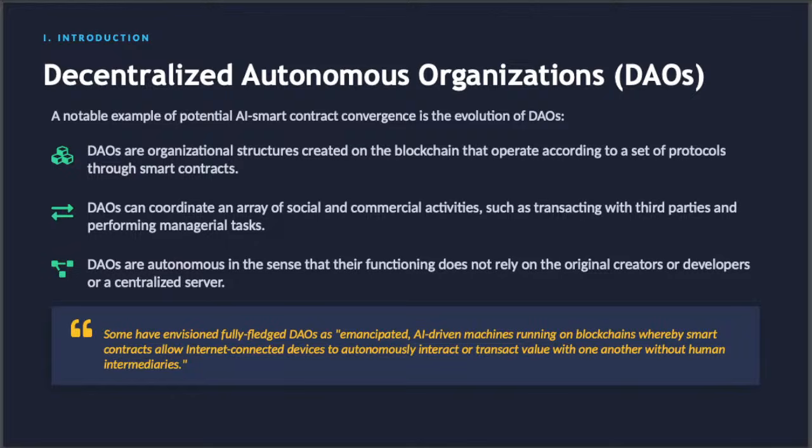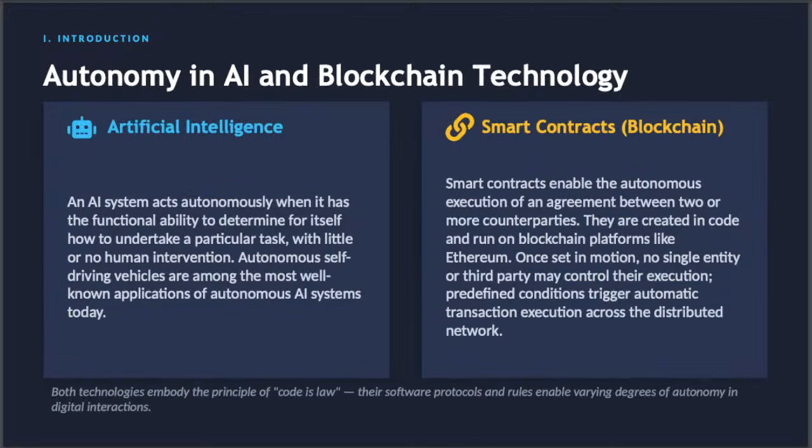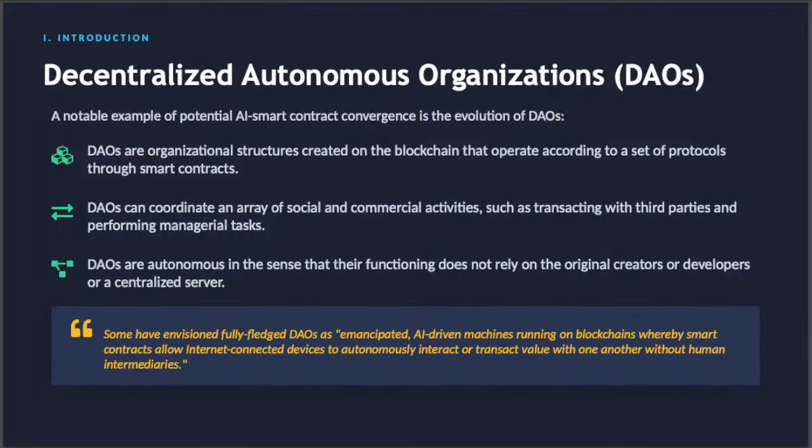DAOs are autonomous in the sense that their functioning does not rely on the original creators or developers or a centralized server. Just as the smart contracts are unstoppable, they start executing as we saw here. And let's see here. What was the good language here? We had once set in motion, no single entity or third party may control the execution. And as we see with these DAOs, does not rely on the original creators or developers or a centralized server.